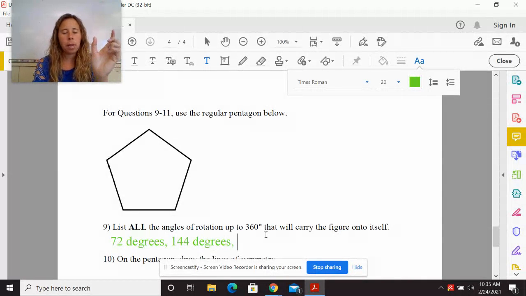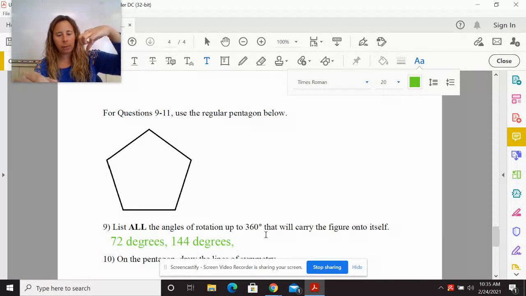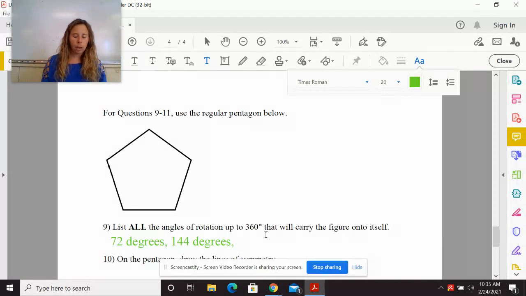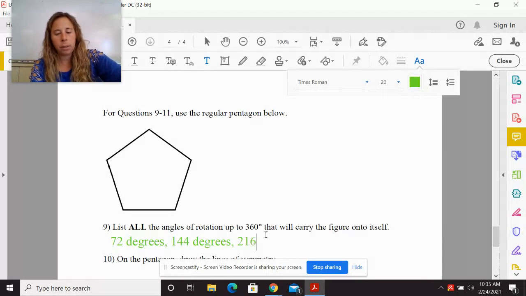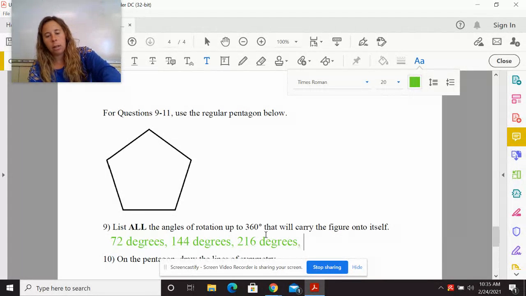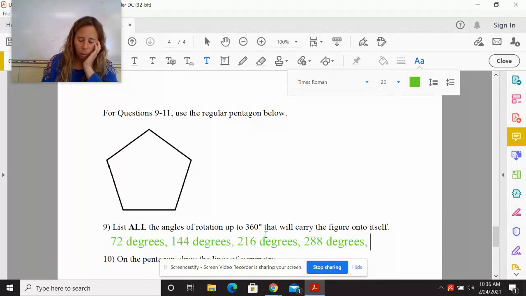Okay, and then I rotate another 72 degrees. So you have 144 plus 72, 216 degrees. And then we're going to rotate again, and you get 288 degrees. Okay, and then you rotate one more time, and you get to 360.